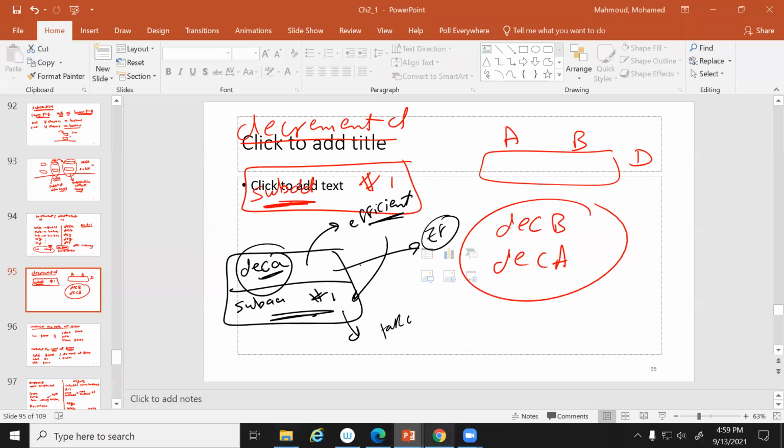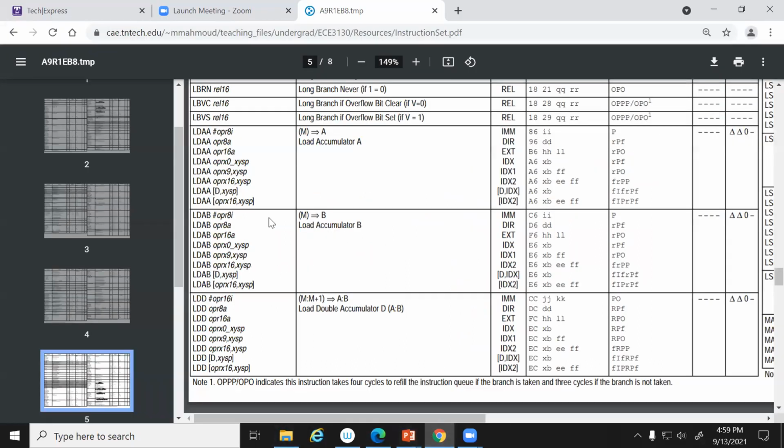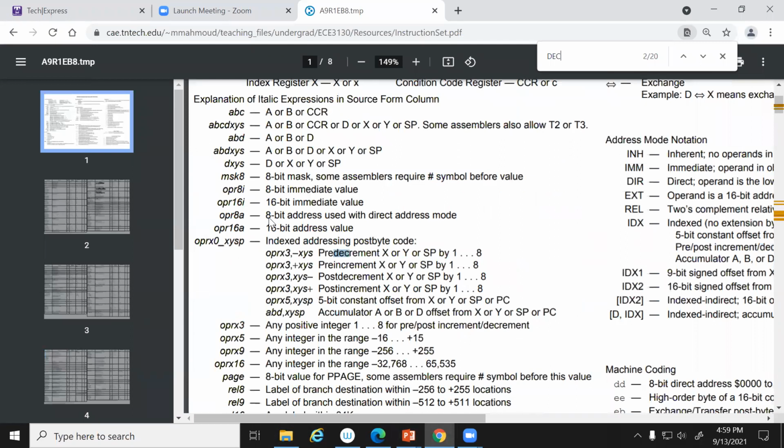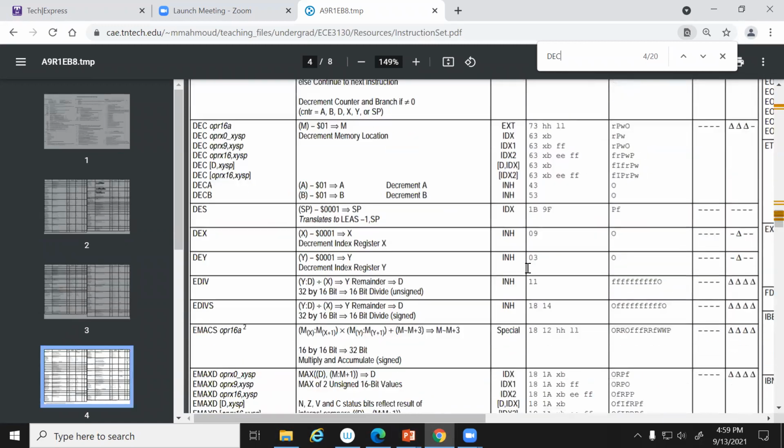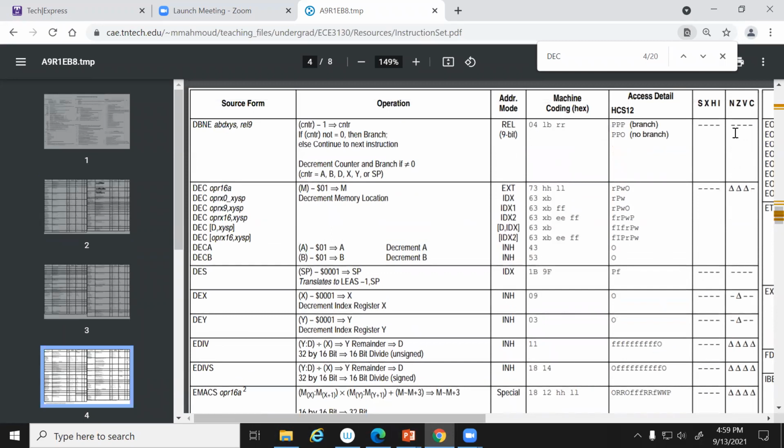So let's see. It's very easy. If you go to decrement, here they change the zero flag, but they don't change the carry flag. So these ones don't change the carry flag. So this one does not change the zero flag, but this one still changes the zero flag.